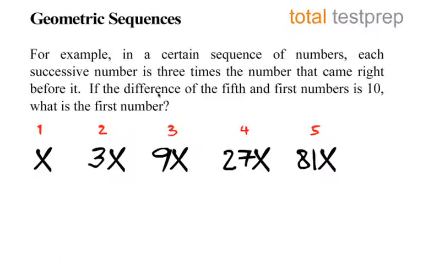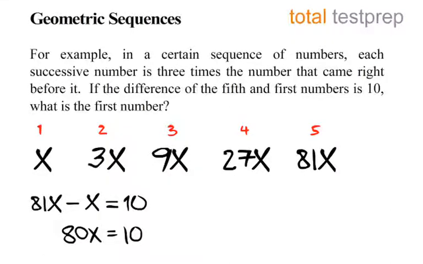Now we know that the difference of the fifth and first terms is 10, so we'll write that as 81x minus x equals 10. 80x equals 10, because that's what 81x minus x equals. And when you divide both sides by 80, you get x equals 10 over 80, or x equals 1/8.